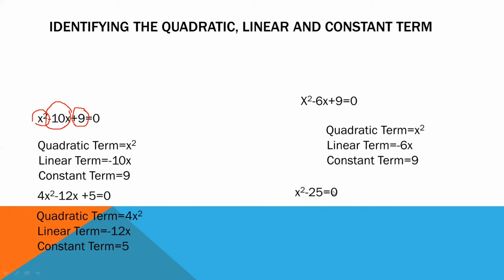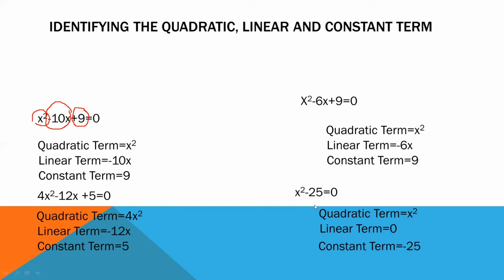So, in our equation, the quadratic term is x squared. The linear term, as we said, should be the one with a variable whose exponent is 1. Since we don't have a linear term, the value of the linear term is 0. Next, the constant term is negative 25.